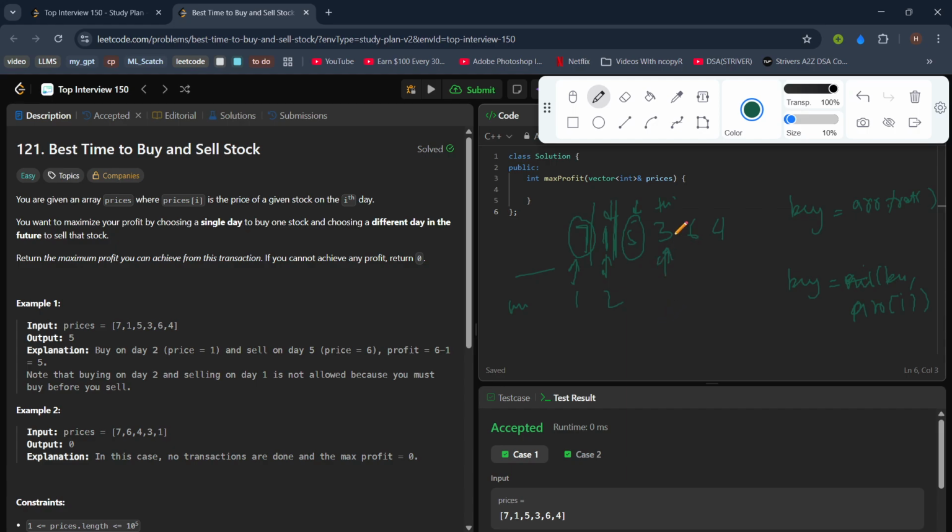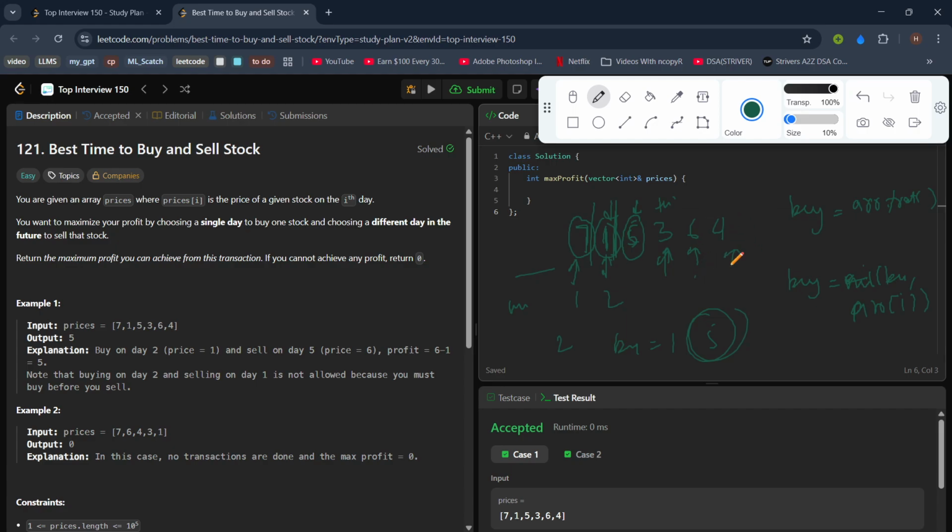So we will come here at day 3 and our minimum was 1 still, because the minimum of 5 and 1 is 1. At day 3 we found that 3 minus 1, the current profit, is 2. Then we come to 6 and again we compute the minimum of 1 and 3, which is 1, so our buy value still remains 1, and we compute the profit 6 minus 1, which is 5. This will be our maximum profit achieved.